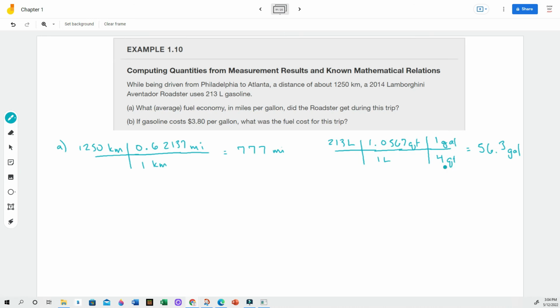By definition, there are exactly 4 quarts in 1 gallon. So this will not limit me, which means my starting measurement limits me, which is exactly what I want. It's got 3 sig figs. So you can see that is why I have 3 sig figs in my answer here.